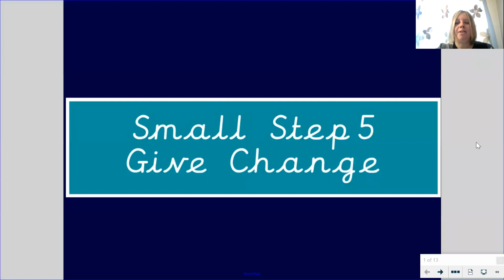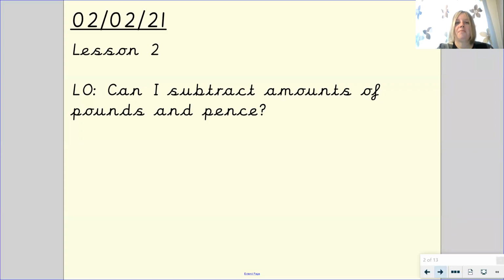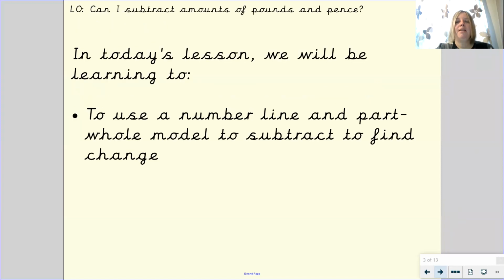In this lesson, we are going to be learning to give change. Our learning objective is, can I subtract amounts of pounds and pence? In today's lesson, we will be learning to use a number line and the part-whole model to subtract to find the change.